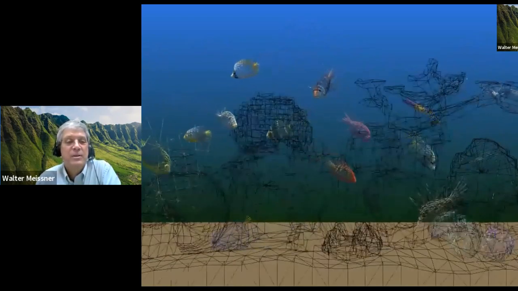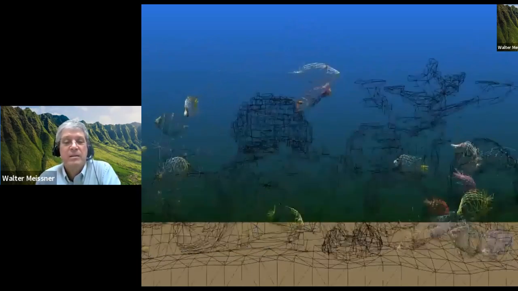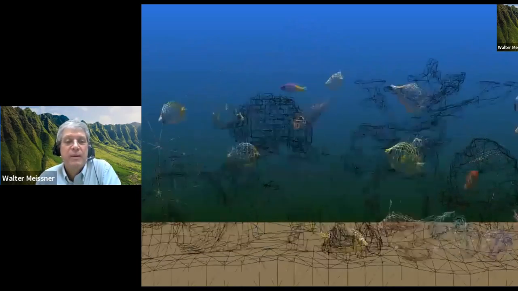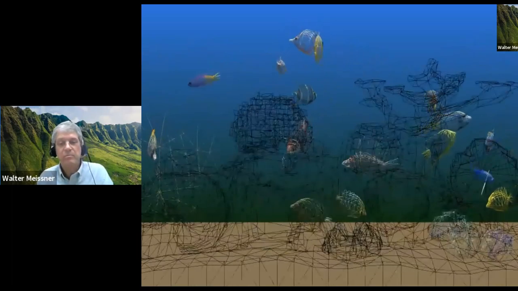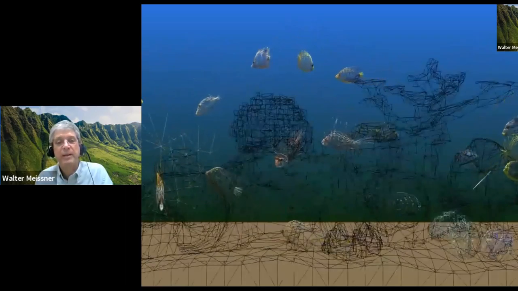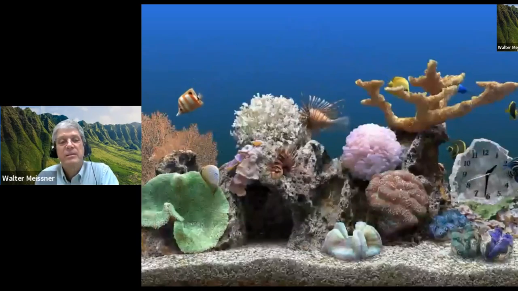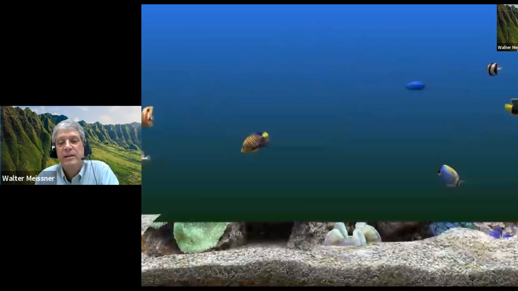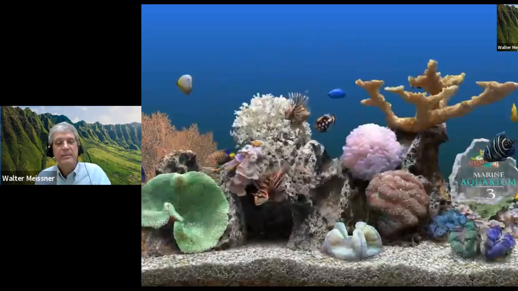So you can see how the wireframe started out to model the whole scene, and then to fill it in was probably just using texture mapping, especially the fish. So in the end, you have this very lifelike scene, and it really looks like an aquarium.